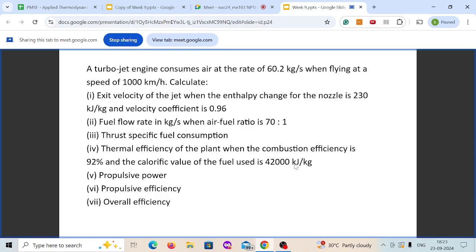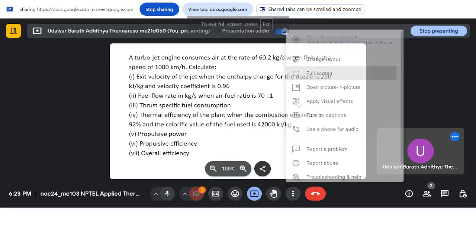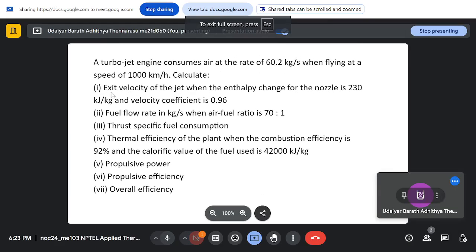So we have a turbojet engine which consumes air at the rate of 60.2 kg per second when flying at a speed of 1000 km per hour. So calculate the exit velocity of the jet when the enthalpy change for the nozzle is 230 kJ per kg and the velocity coefficient is 0.96.